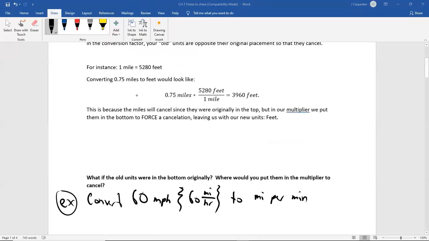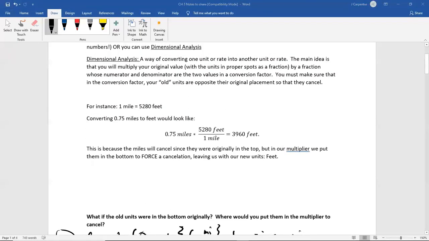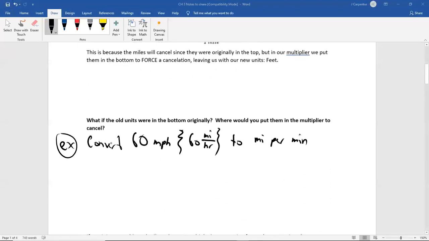All right, so what's the idea behind this? First, we're going to write the original number with its units. So we're going to first write the 60 miles per hour with their units. Now we've got to write it this way. We're not going to write it as MPH. We've got to write the miles on top and the hours on the bottom. Now, if you wanted to do it like this, that's fine as well, because the 60 goes in the top. There we go, miles, hours.